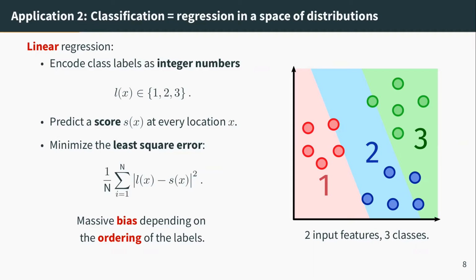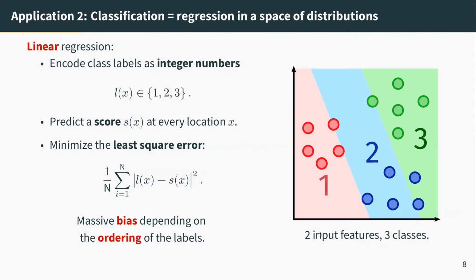The second one, super important, is that you should realize that classification is just regression in a space of probability distributions. And classification is what happens when you replace your least square error with a loss function defined in the space of probability distributions. So to see this, let me consider a super simple classification problem where I have two input features, like x, y coordinates, and three classes, 1, 2, 3.